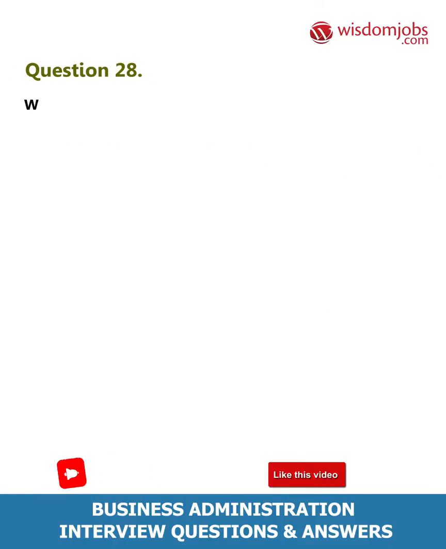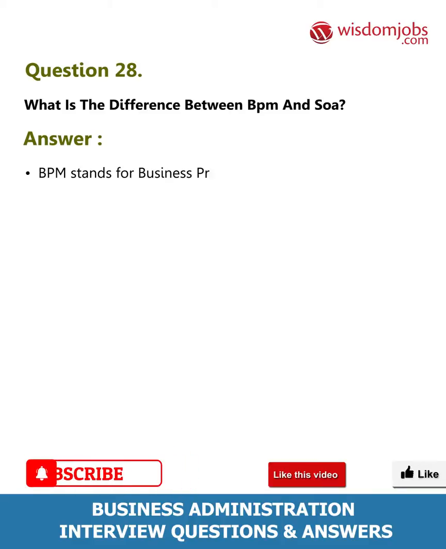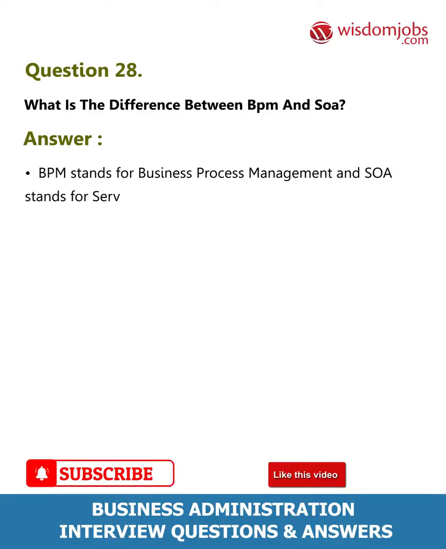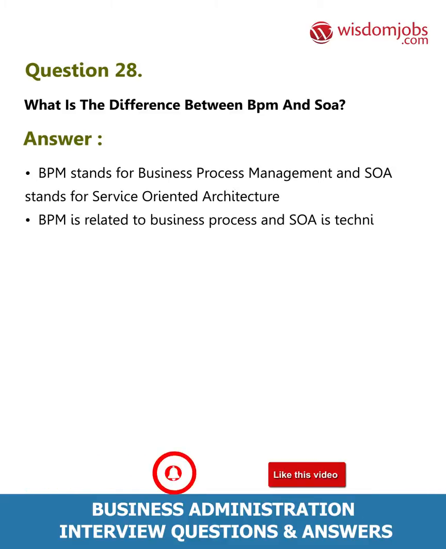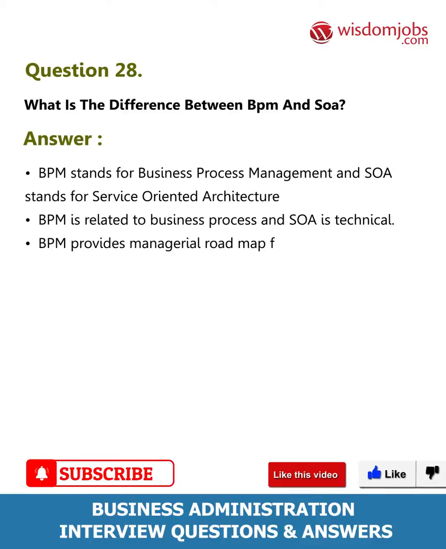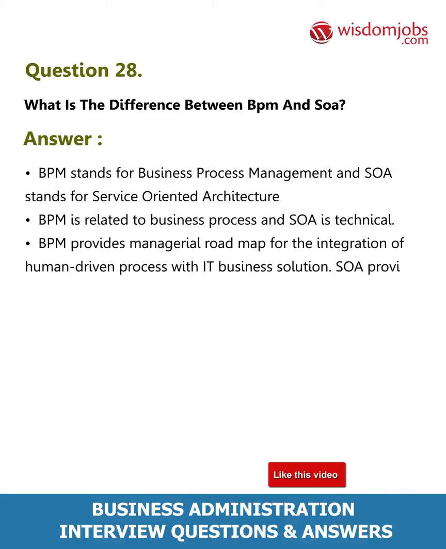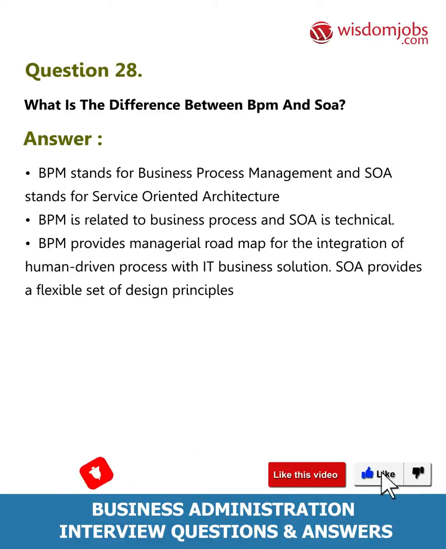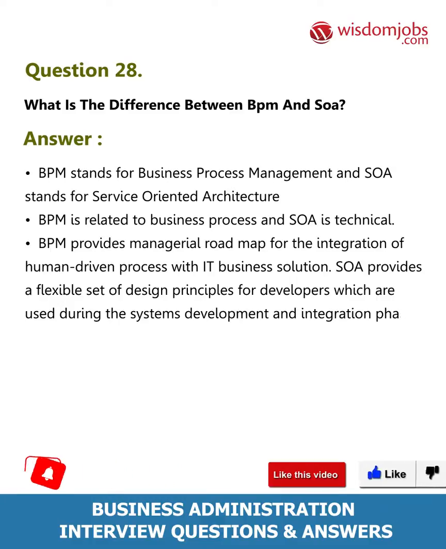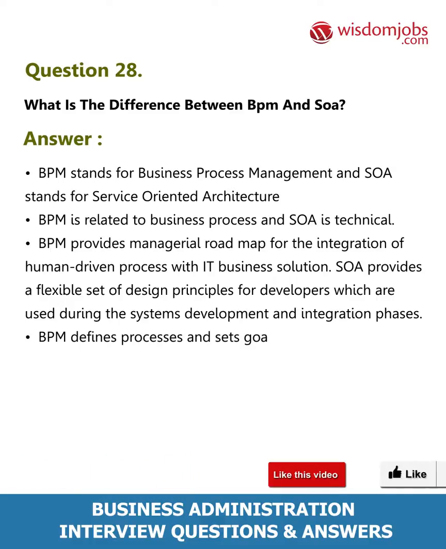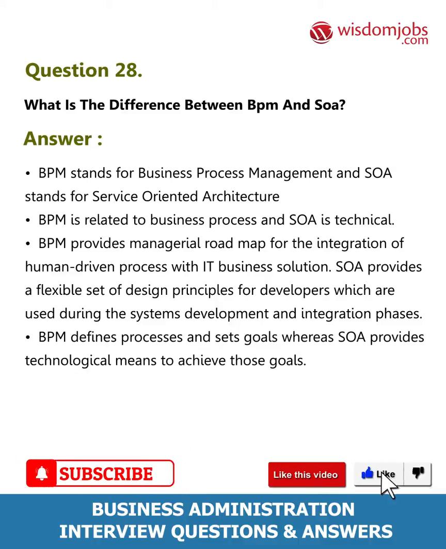Question 28. What is the difference between BPM and SOA? Answer. BPM stands for Business Process Management and SOA stands for Service-Oriented Architecture. BPM is related to business process and SOA is technical. BPM provides managerial roadmap for the integration of human-driven process with IT business solution. SOA provides a flexible set of design principles for developers which are used during the system's development and integration phases. BPM defines processes and sets goals, whereas SOA provides technological means to achieve those goals.